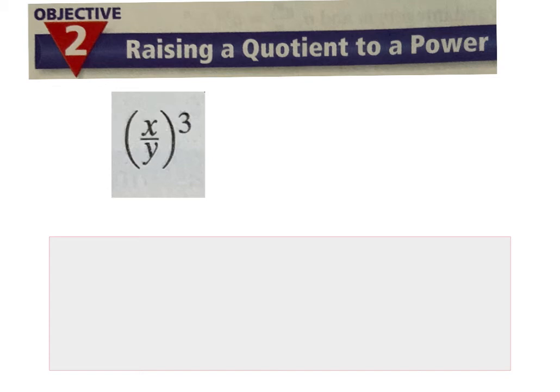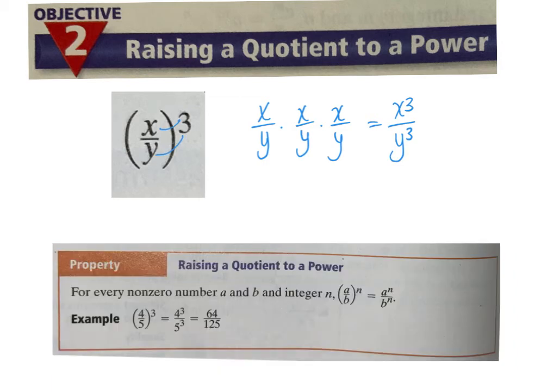And so if we were to do this out long, we would basically say x over y times x over y times x over y, which gives us x cubed over y cubed. And so when you have a group inside, whether it is multiplication or division, you're going to raise everything in that group to that power, which is where we get the next concept here, or the next property.